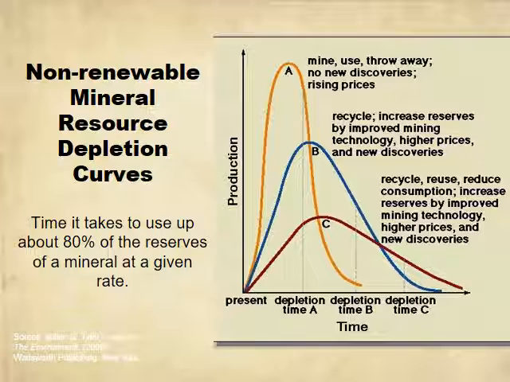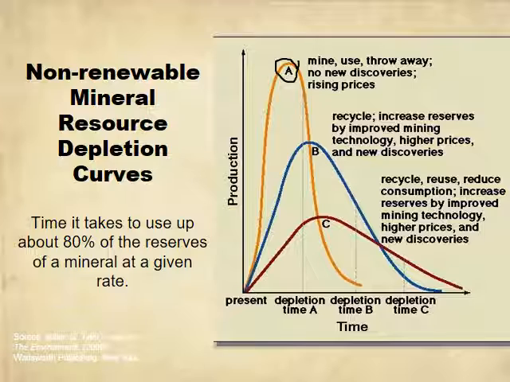So this is the time it takes to use up about 80% of the reserves of a mineral at a given rate. So your first curve here, curve A, if you look down here, you have time, and then to the left, you have production. Okay, so with A, your production is increasing, and we're using it up, and then it crashes, and there's no more. So your depletion time is fairly quick.